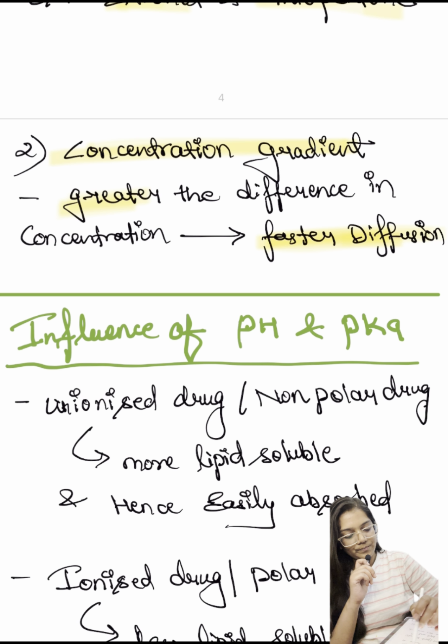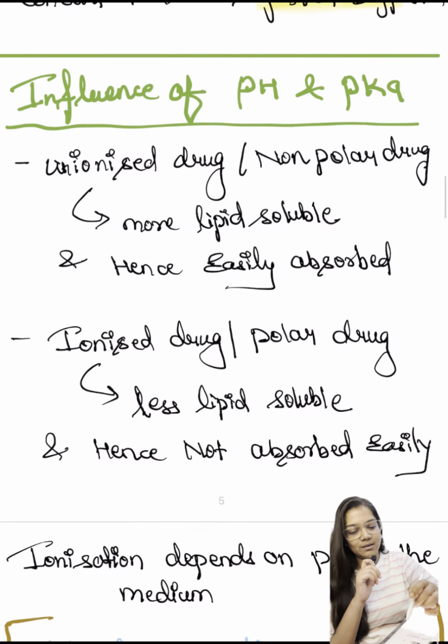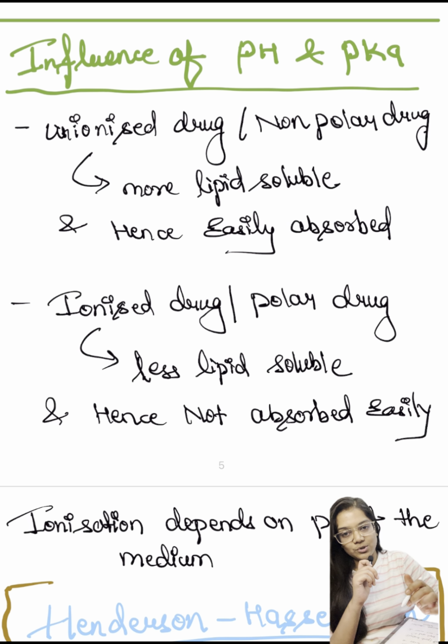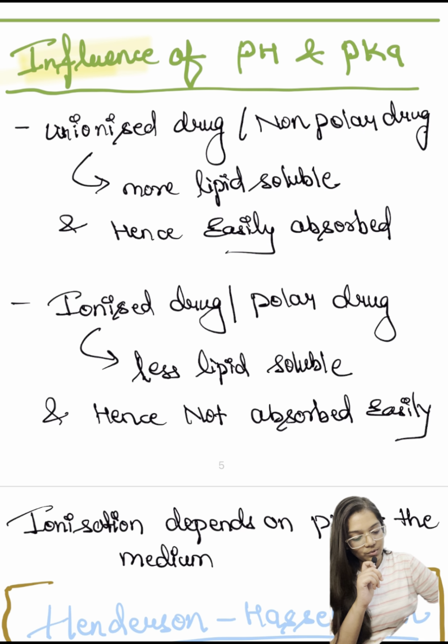Next we'll talk about how the pH and pKa will affect the diffusion process. So when the drug is unionized, a non-polar drug, it means the drug is more lipid soluble, hence it is easily absorbed through the cell membrane. But when the drug is ionized, means it gets polarized, then it becomes less lipid soluble, and hence it is not absorbed easily.